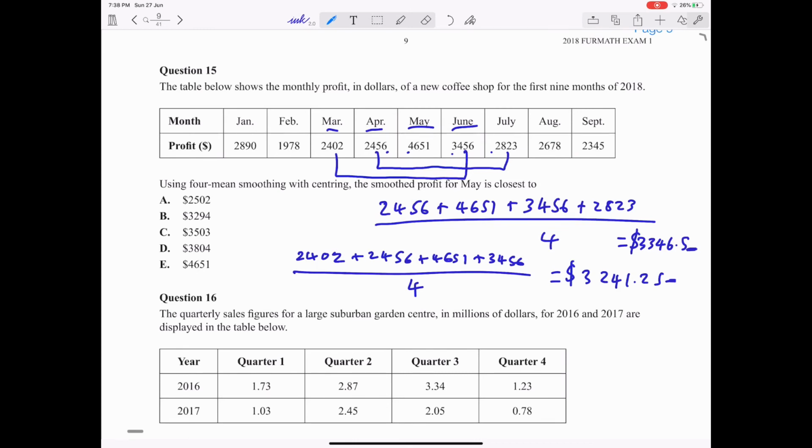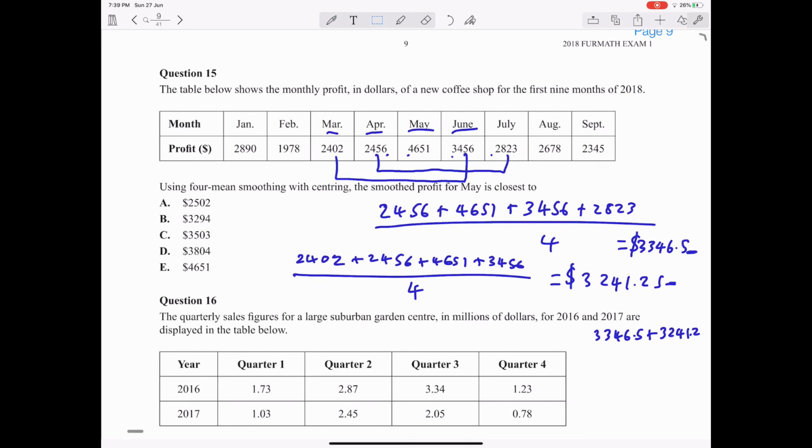So now that we've calculated the 2 mean values we needed to find, you basically find the mean value of these 2. Once you find the mean of these 2 values, that will be the 4 mean smoothing with centering for May. So 3346.5 plus 3241.25, on 2, that will give you the mean value. If you do that on your calculator, you'll get 3294 to the nearest dollar. So therefore B is the correct answer.